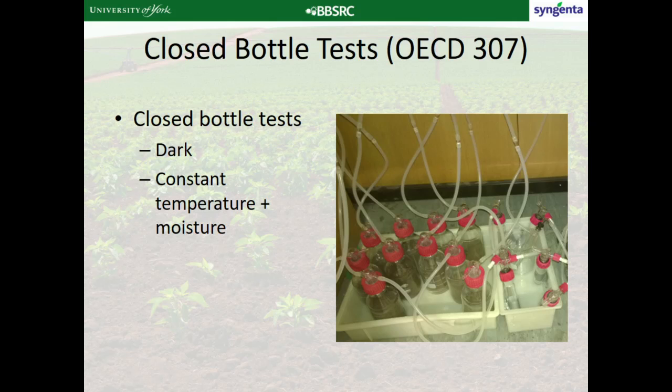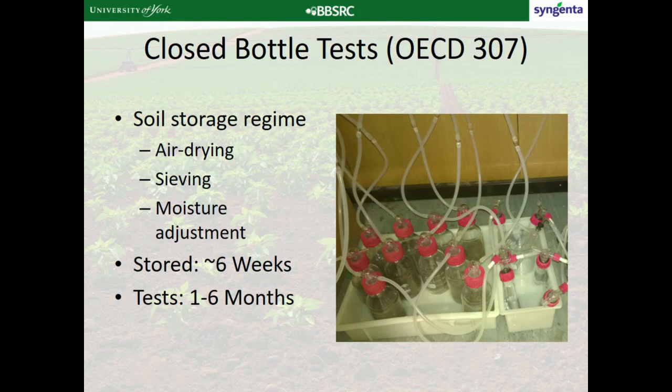However, before you can add the soil to the closed bottle test, the OECD guidelines require a set regime of processing in order to standardize all the tests. This involves air drying until it can pass easily through a 2mm sieve, and then moisture adjustment back up to what's known as its PF2 value, which is usually between 20–25% soil moisture. These soils, after they've been processed, can be stored for about 6 weeks on average.